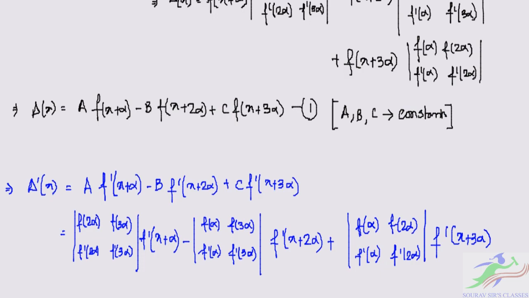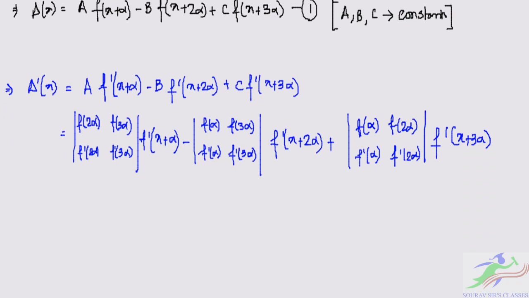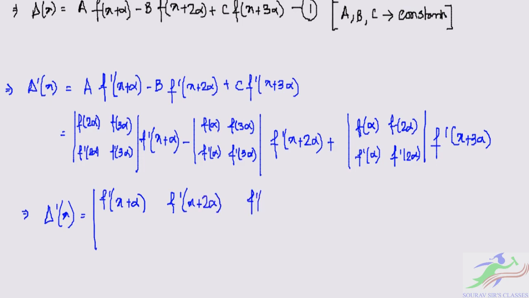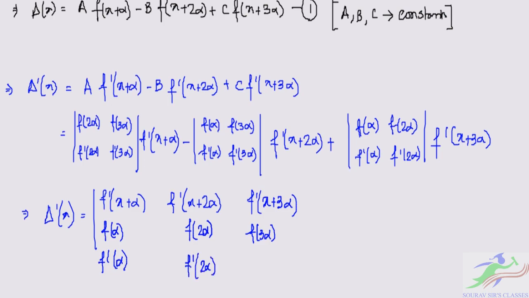So del prime x is the matrix with first row f prime of x plus alpha, f prime of x plus 2 alpha, f prime of x plus 3 alpha, second row f of alpha, f of 2 alpha, f of 3 alpha, and third row f prime alpha, f prime 2 alpha, f prime 3 alpha. That will be del prime x.